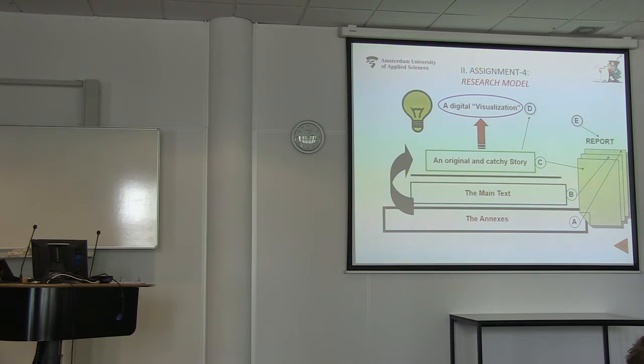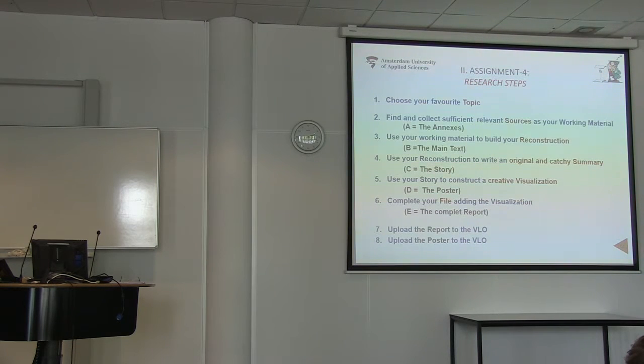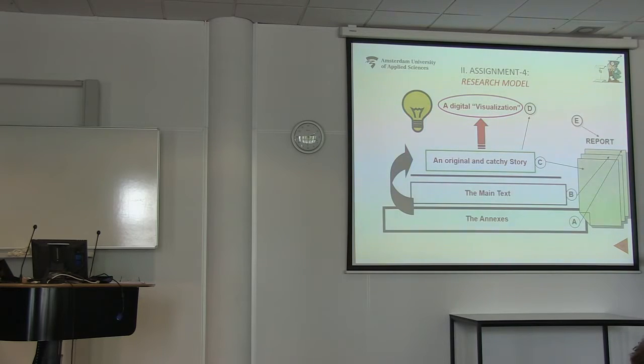That will be the main text. So the main text is the middle part. Then, after you've done your reconstruction, answered the questions with help of your 5 till 7 articles, you use your reconstruction to write an original and catchy summary called the story. The story. And you see a thick line between A and B, between the main text and the annexes, because this is the official stuff, and this is free format. It should be original and catchy.